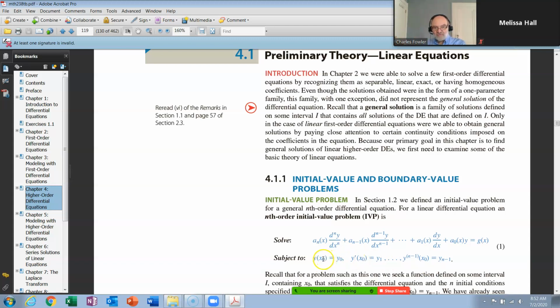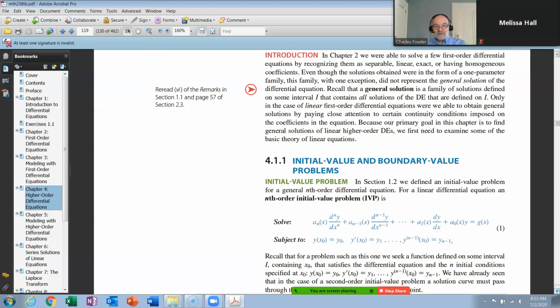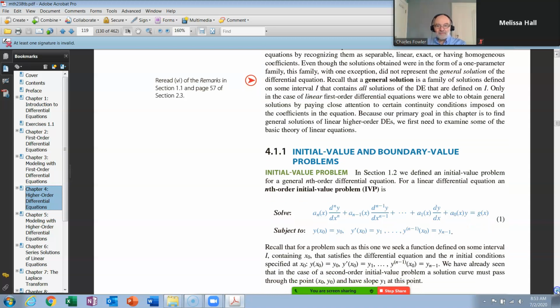Your function value, your first derivative value, second derivative value, all the derivatives up to the n minus first derivative at the same value. All right, that was a quick, maybe not quick enough, rephrase of what we mean by an nth order initial value problem. Linear nth order initial value problem.